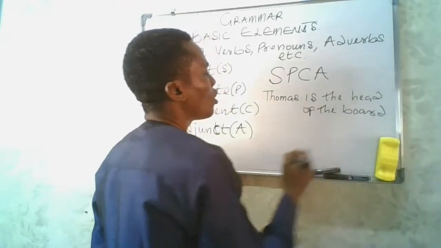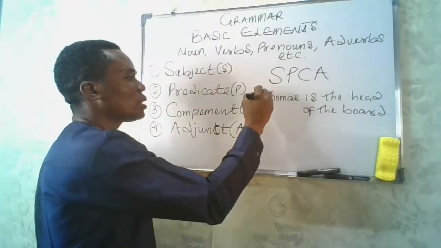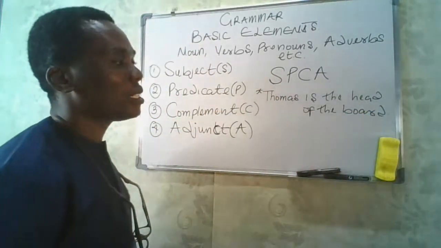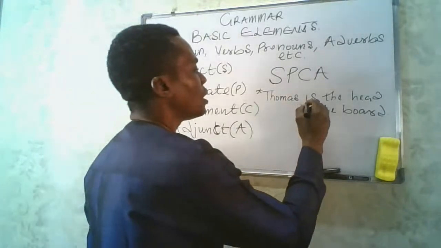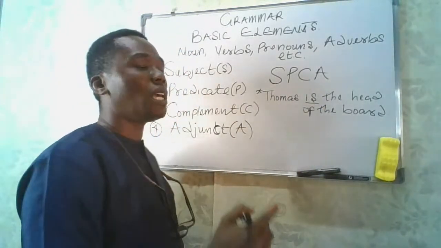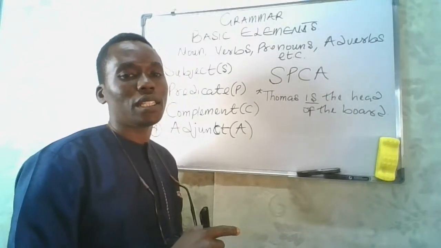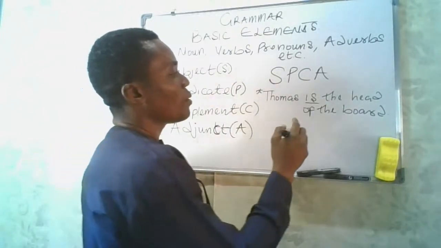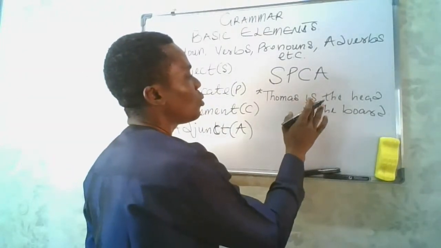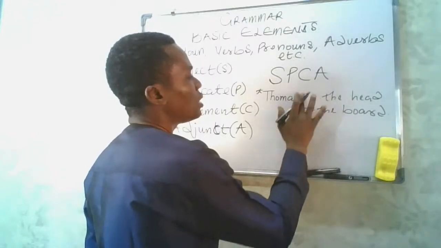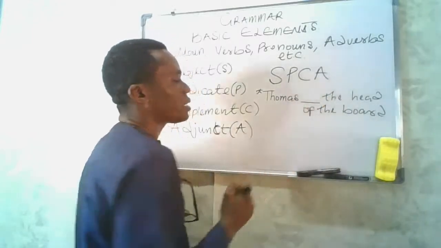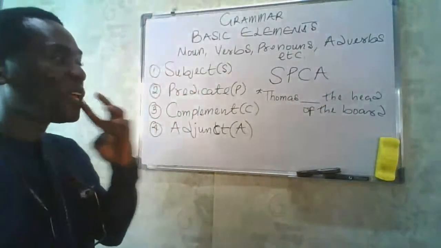You must definitely come to know that there is a subject in this sentence and there is a verb in this sentence, and there must be a complement and an adjunct in that sentence. So what if they decide to clear this and put this as a missing gap?